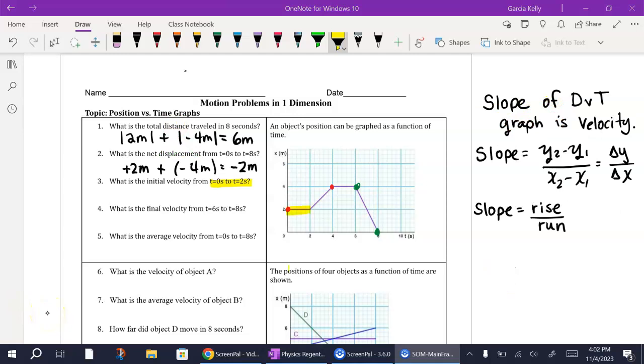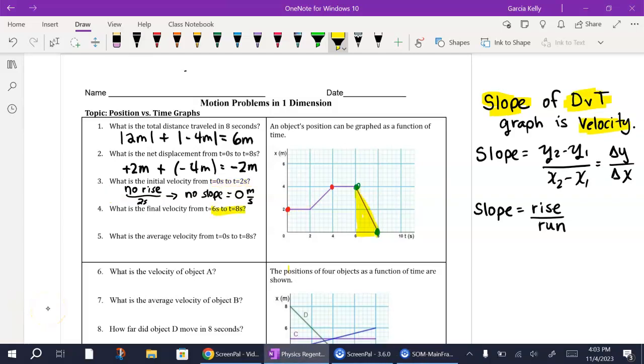From t equals 0 seconds to 2 seconds, I have no rise. And I have a run of 2 seconds. I have no slope. Remember that the slope represents the velocity in a distance time graph.